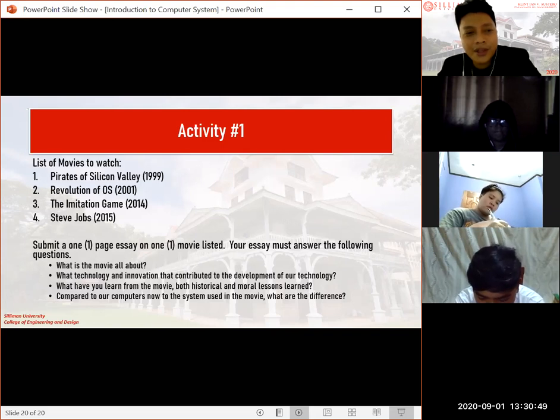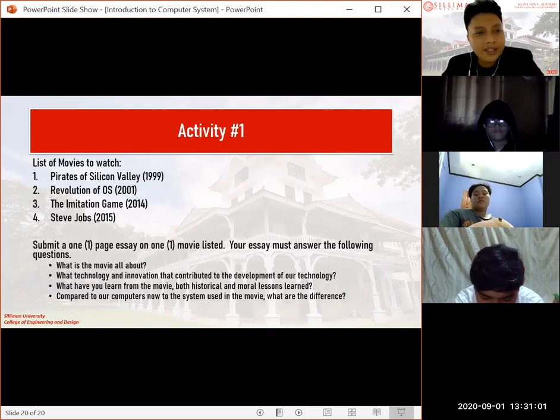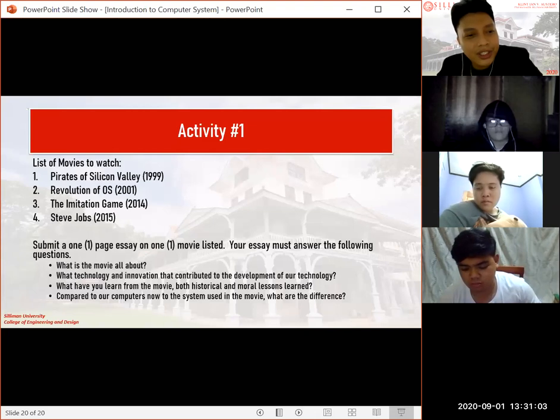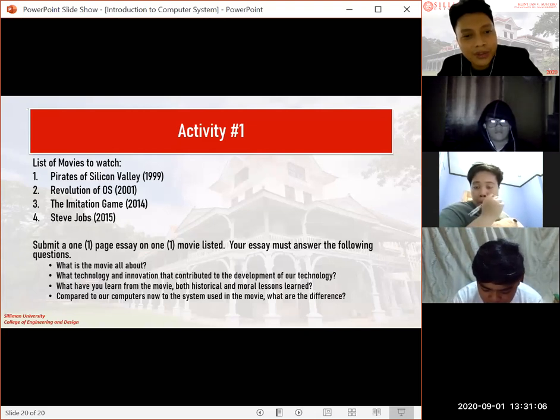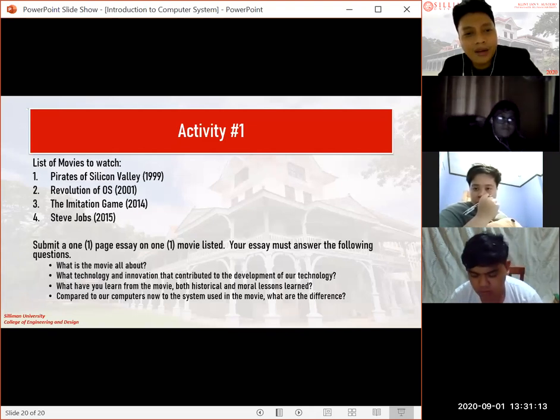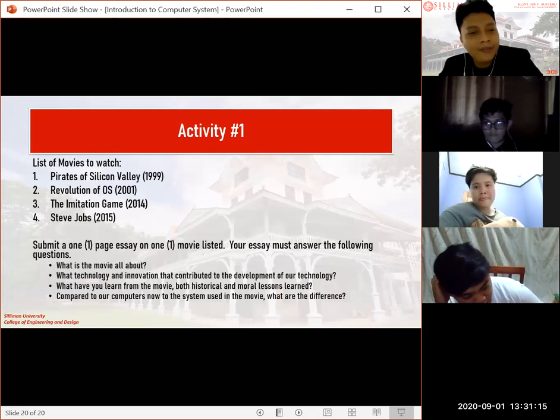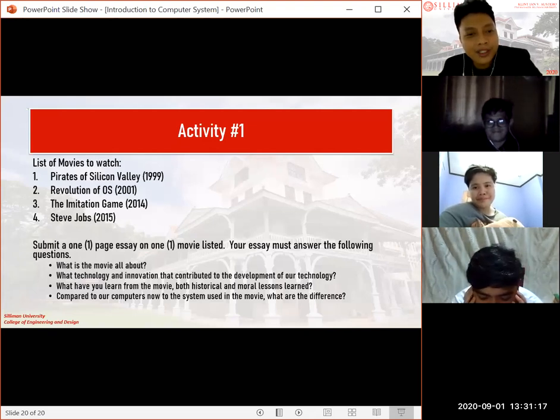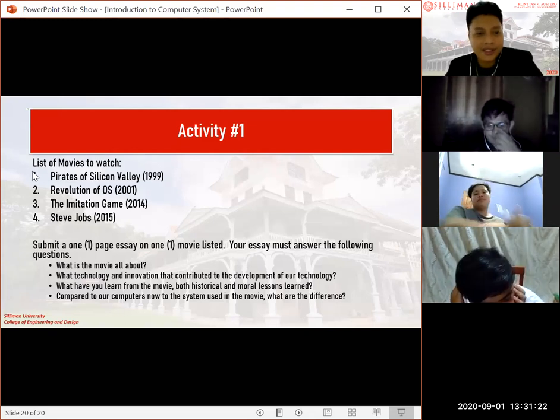Then after watching that one, submit a one-page essay on the one movie listed. Your essay must answer the following questions. What is the movie all about? What technology and innovation contributed to the development of our technology? What have you learned from the movie, both historical and moral lessons learned? And comparing computers now to the system used in the movie, what are the differences?